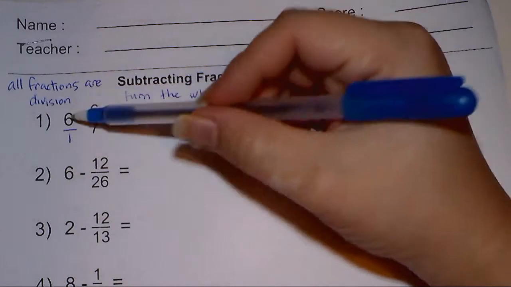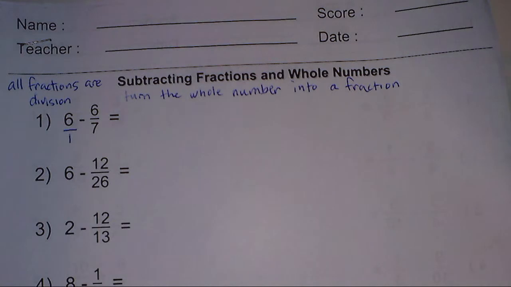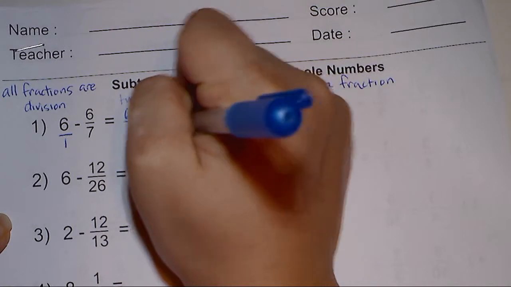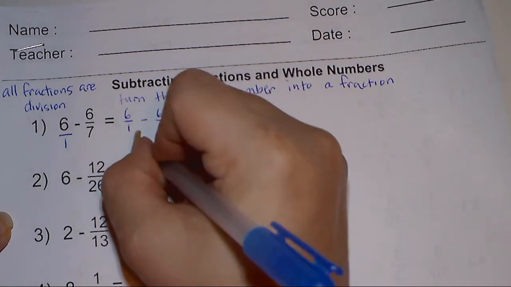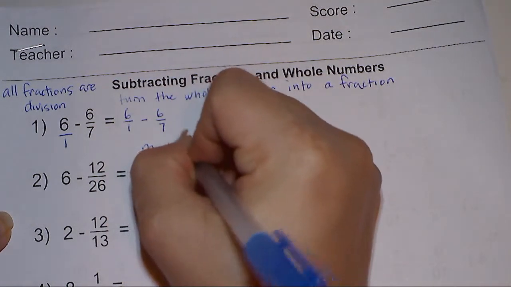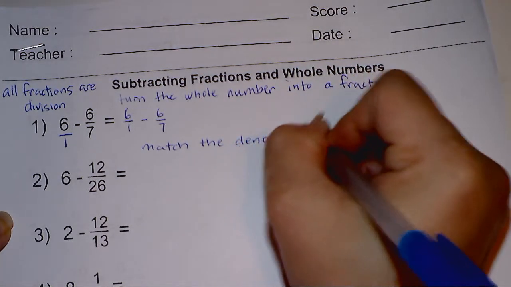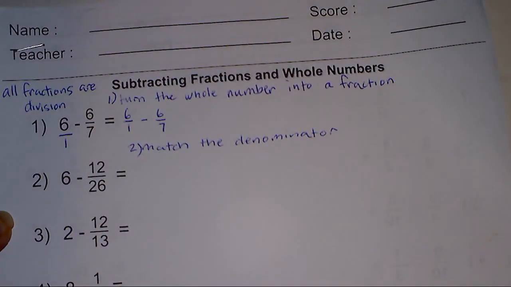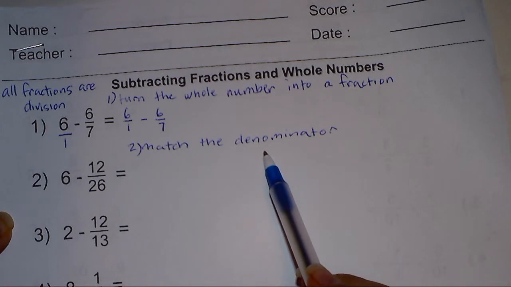So if you look at this, 6 divided by 1 is 6. So I don't change the number. I would rewrite the whole thing: 6 over 1 minus 6 over 7. The second step would be to match the denominator. I'm going to put a 1 here and a 2 here. With subtracting and adding fractions, you cannot do it unless the bottom, which is the denominator, matches.